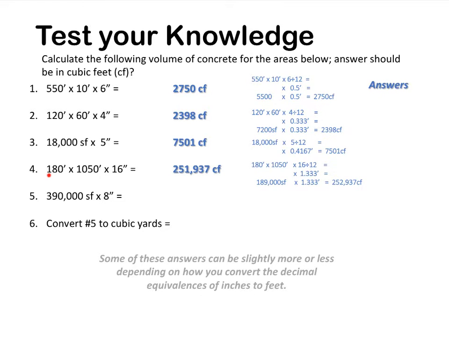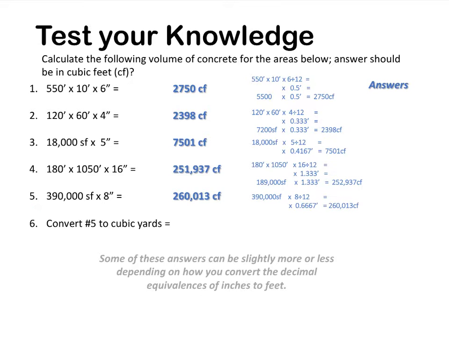Number 4, 180 times 1,050 feet times 16 inches thick. Okay, what do we have to do here? Well, take the 180 times 1,050, and you get 189,000 square feet. Take the 16 divided by 12, and you get 1.333 decimal feet. Multiply that times the 189,000 square feet, and you get 252,937 cubic feet.